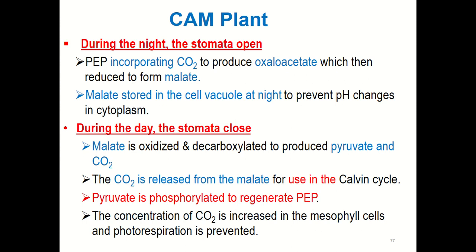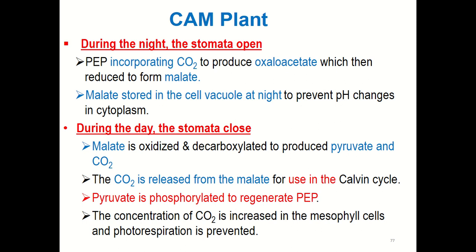So in CAM plants, during the night, the stomata will open and PEP will incorporate with carbon dioxide to produce oxaloacetate, which later will be reduced to form malate. The malate will be stored in the cell vacuole at night and converted into organic acid to prevent pH changes in the cytoplasm.